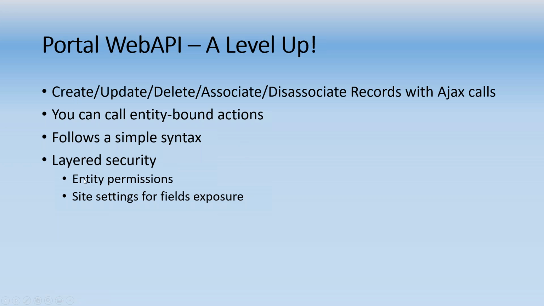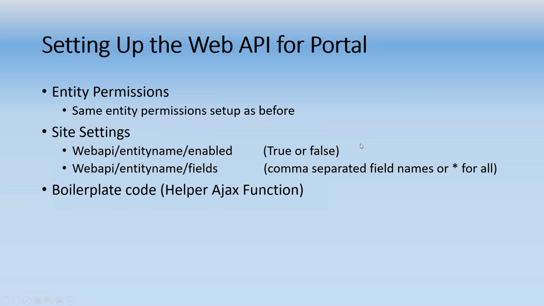It uses the same things that we are used to, like entity permissions to control access to entities, and site settings for another layer of security that we will touch upon soon. So as we said, when we set up the web API, we need to set up the entity permission. If you want to create contacts, you have to have an entity permission with the proper scope to create contacts.